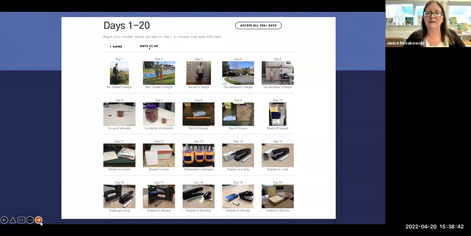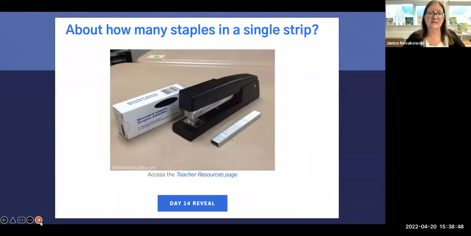But we'll zoom in on one of the tasks, maybe day 14, the stapler, because that's something that's in every classroom, something that's familiar to students. When you click on day 14, you get the image and the question. Again, it starts with not how many, but about how many staples are in a single strip. And you can see this photograph is taken very carefully, so it covers the amount that might be on the box, and it shows the strip.